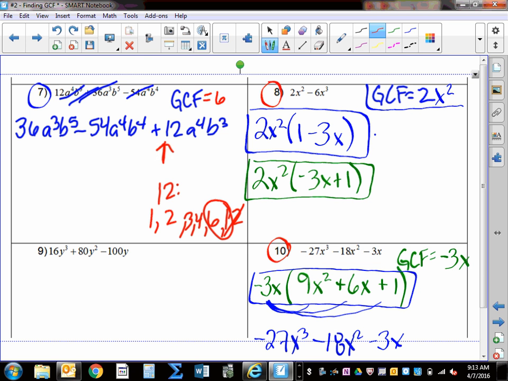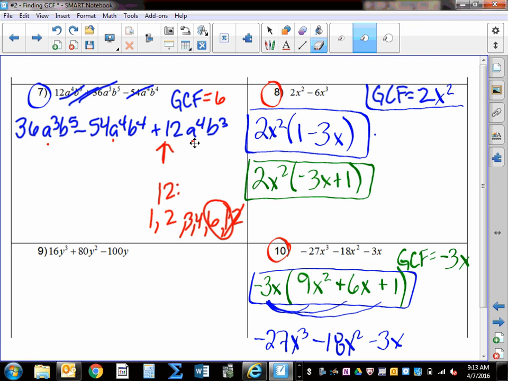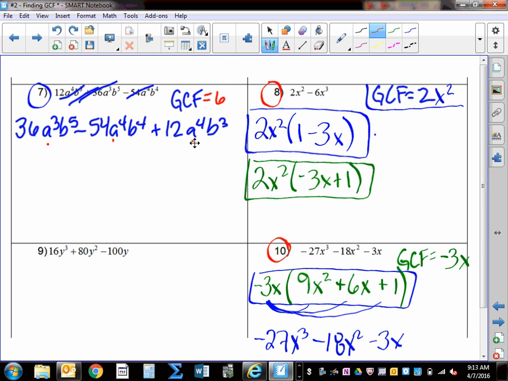Now for our variables, we have to take a look at both variables. Do they all have a's? Yep. What a can I take out? Good. Yeah, the smallest one would be a cubed. Alright, do they all have b's? Good. And what's the smallest exponent for my b's? b cubed. Okay, so my GCF is 6a cubed b cubed.